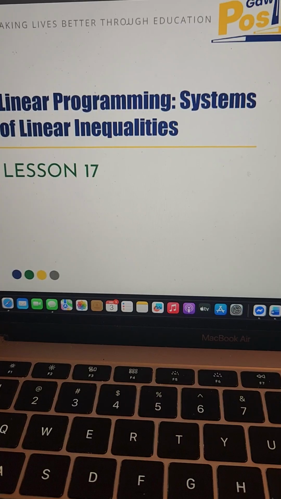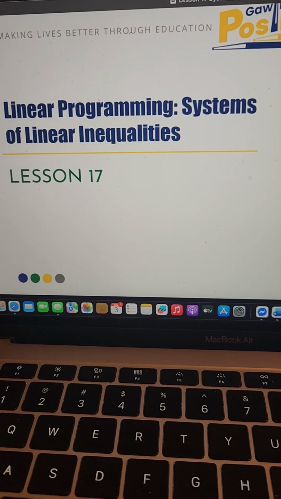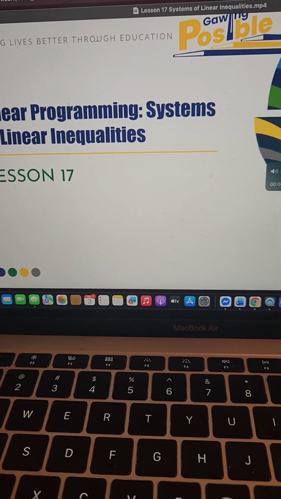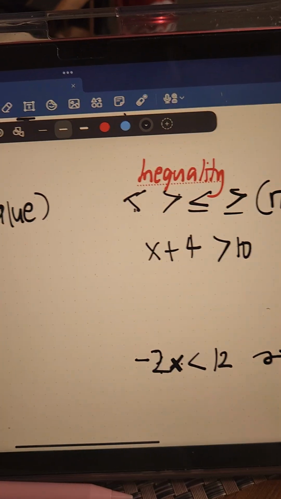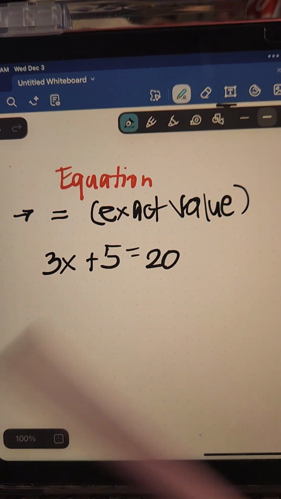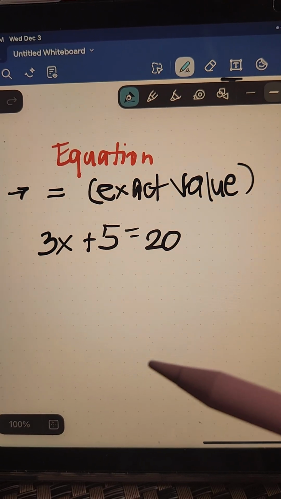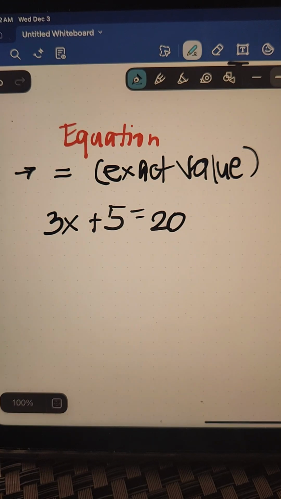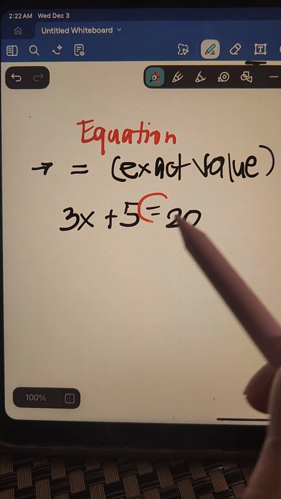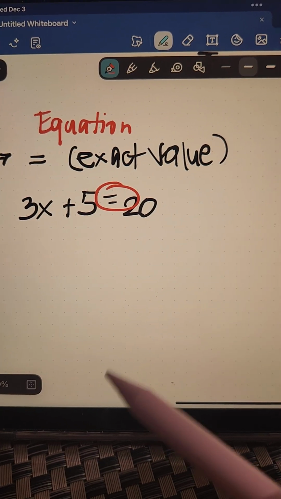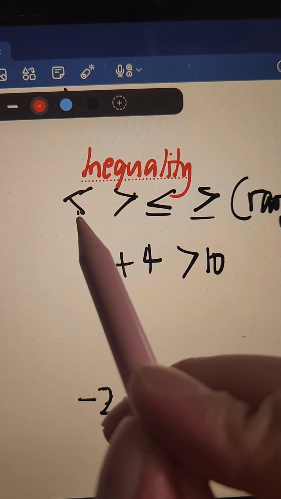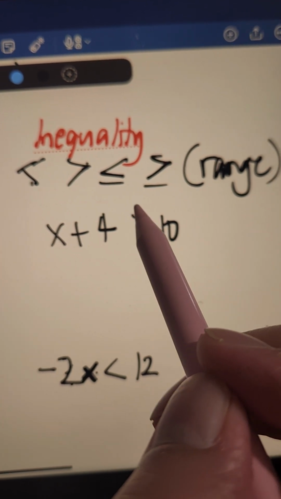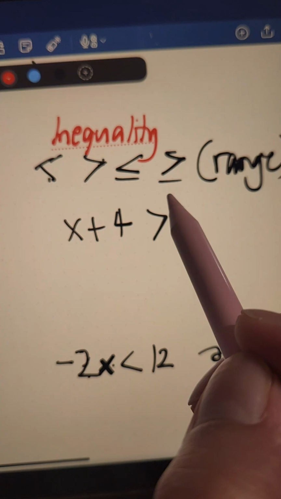Now before you fully understand linear inequalities, you need to understand first what an equation is and how it differs from an inequality. Okay. To make it short, you'll know it's an equation if you see an equal sign. Basically, that's your only clue, okay? It has an equal sign. An inequality has different symbols: less than, greater than, less than or equal to, and greater than or equal to.